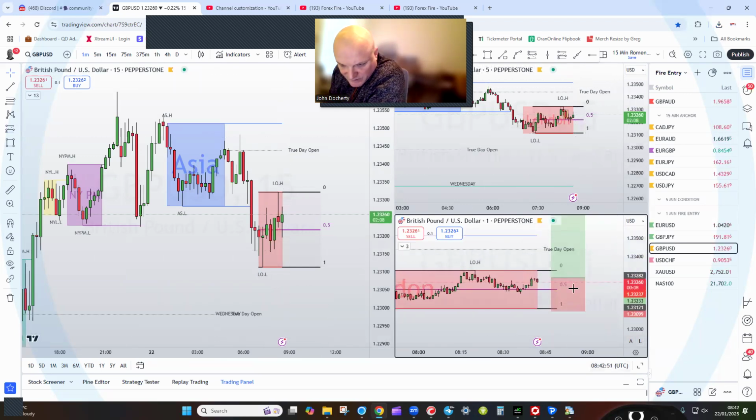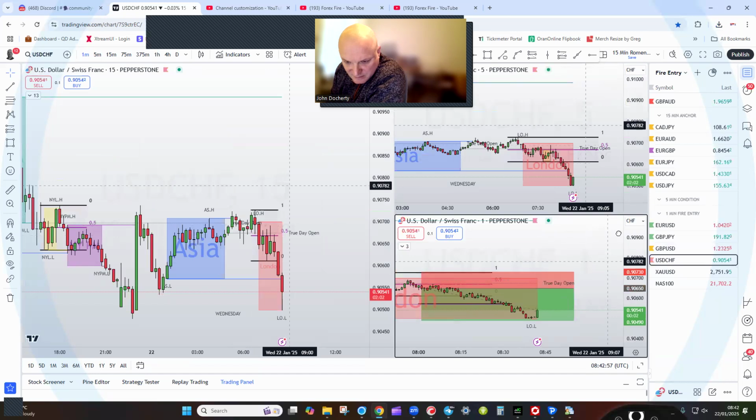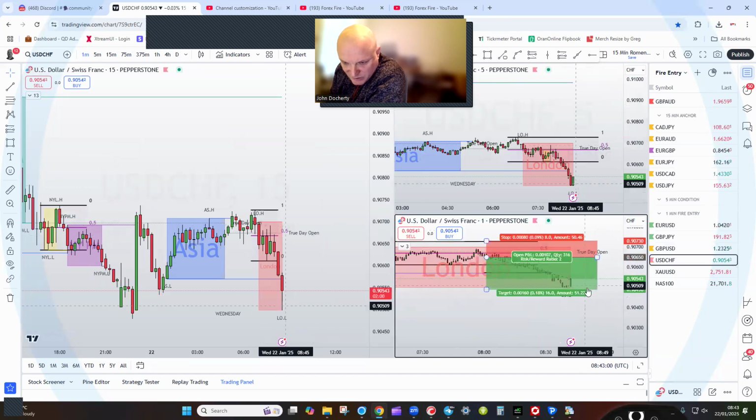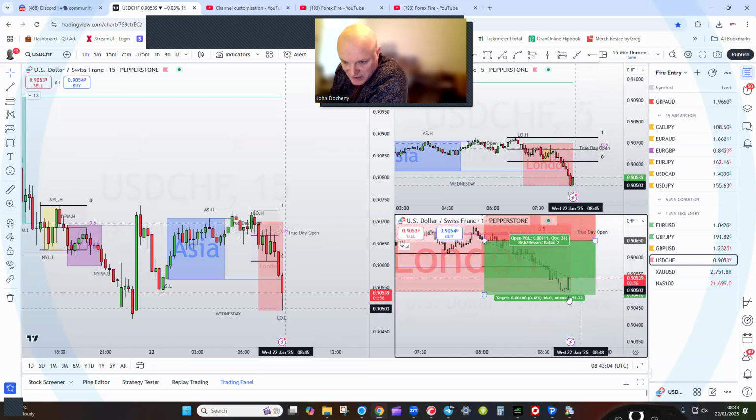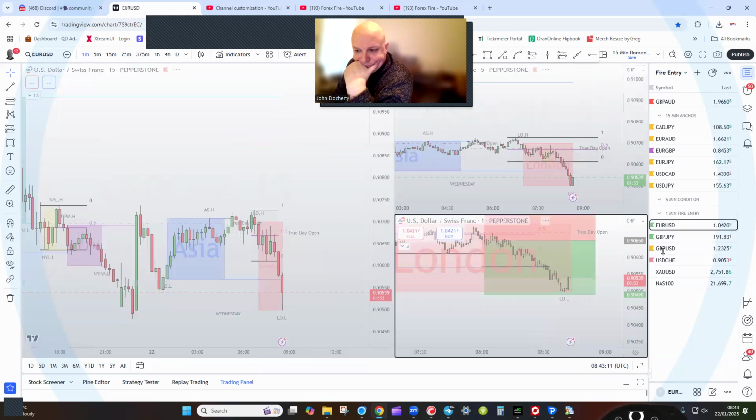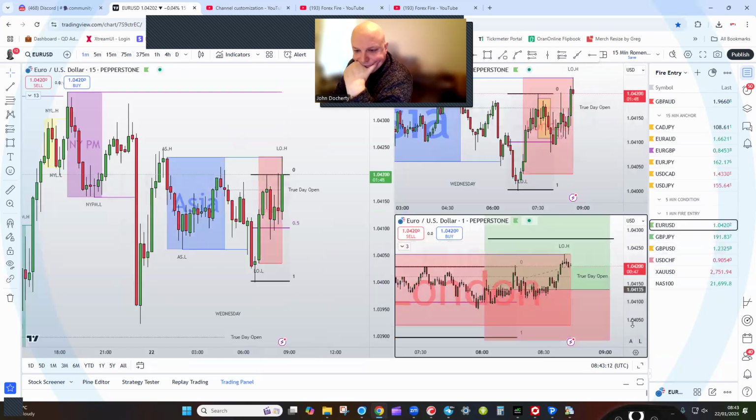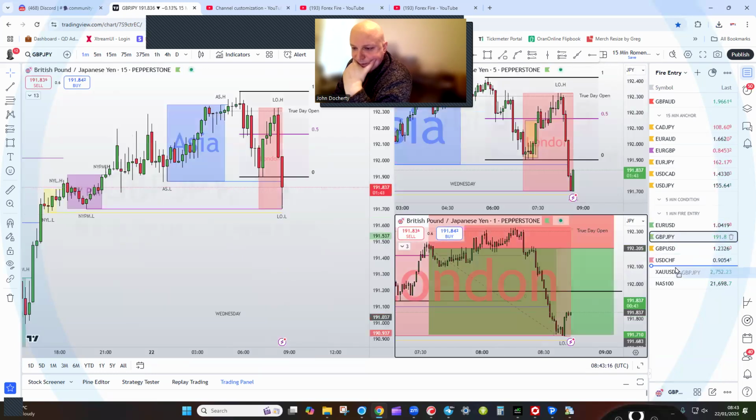Ten seconds left of this candle. Hopefully the next candle will be bullish. We'll look back at that USD Swiss franc. Price is coming back up. Again, it hasn't quite hit the 2%, but it near enough did. Euro USD. We know we've got a winner chicken dinner with that one.